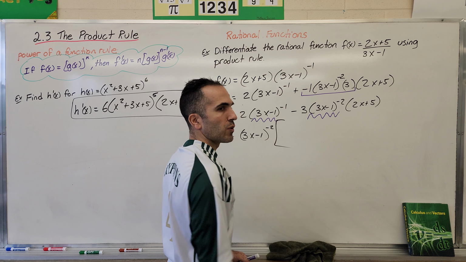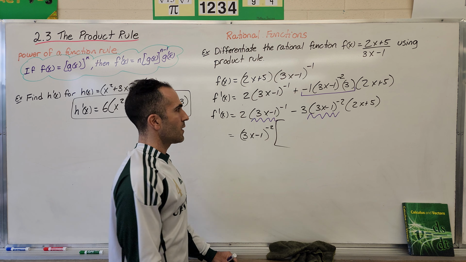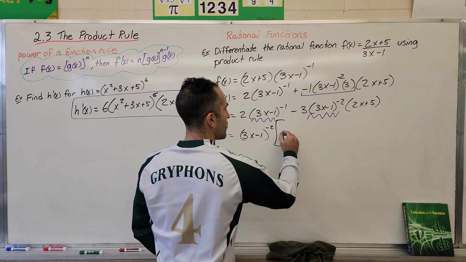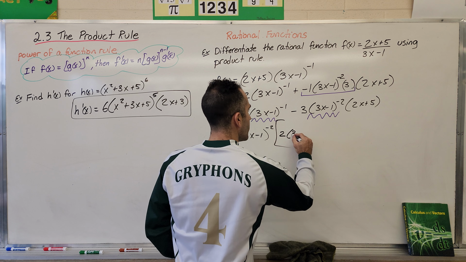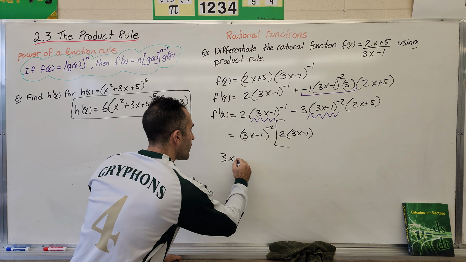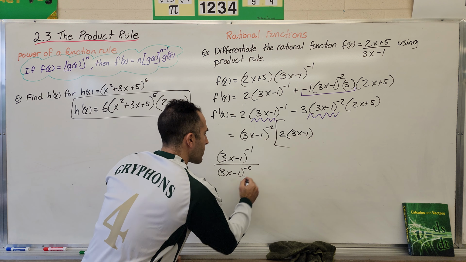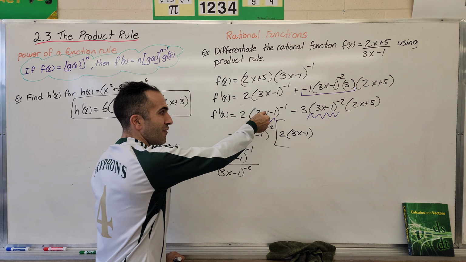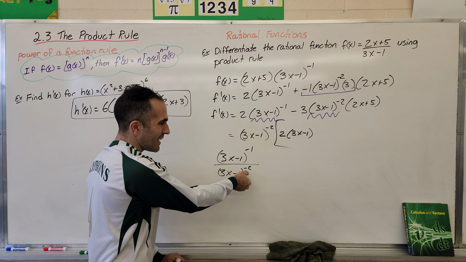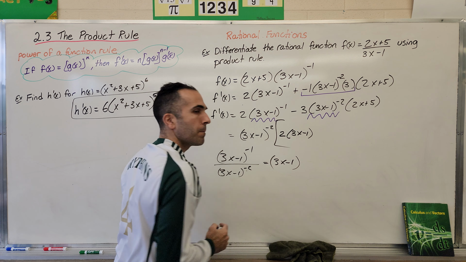And I love using square brackets here because a lot's got to happen. Now, look at this side. If I take out a 3x minus 1 to the -2, I'm left with a 2, 3x minus 1. How? This is what I'm doing, right? I'm dividing this by the common factor. -1 minus -2 is +1. This equals 3x minus 1.